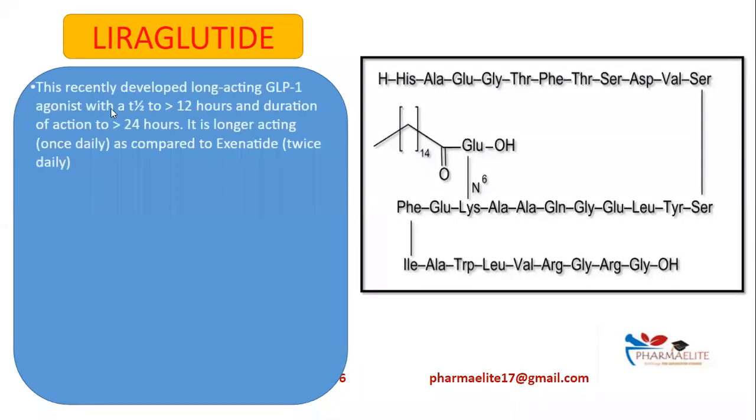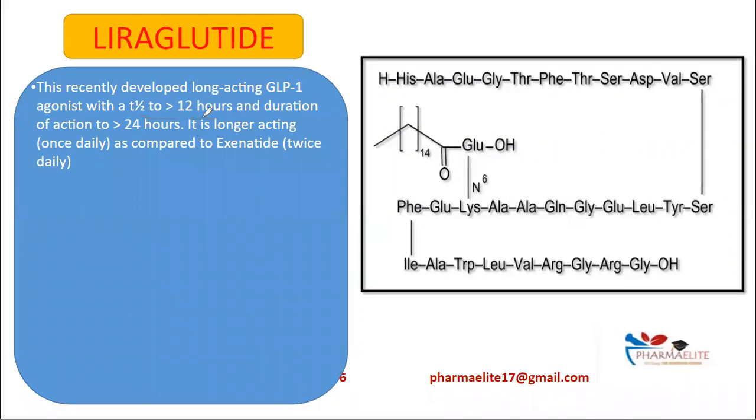Liraglutide is a recently developed long-acting GLP-1 agonist, and its half-life is greater than 12 hours. The half-life of exenatide was around 3 hours, and the half-life of liraglutide is greater than 12 hours, and its duration of action is greater than 24 hours. The duration of action of exenatide was around 6 to 12 hours. So it is longer acting, and it can be given once daily as compared to exenatide, which is given twice daily.